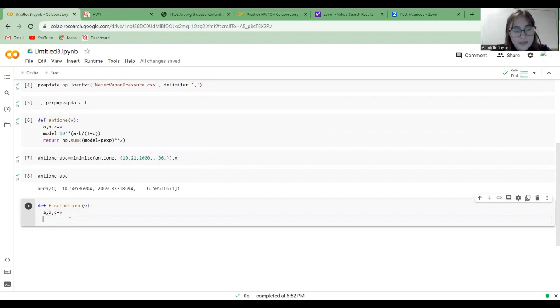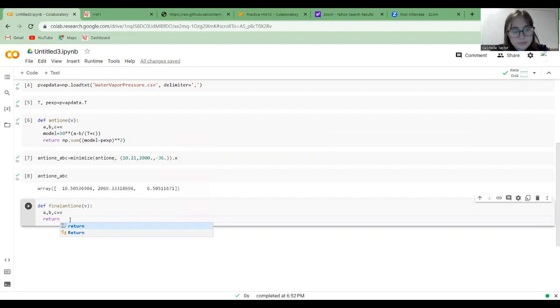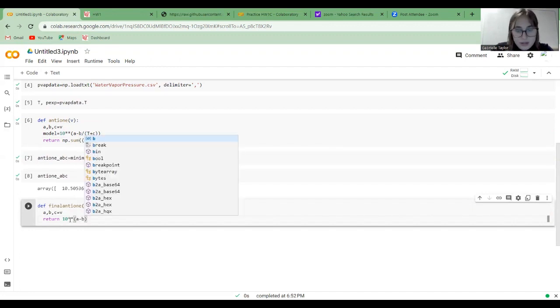And I think it's just going to return our pressure. So we're going to find A, B, and C, and then when we graph it, we'll give it temperature. So then we just need our pressure. So pressure is going to equal this. So we just got to find pressure. D plus C. Okay.